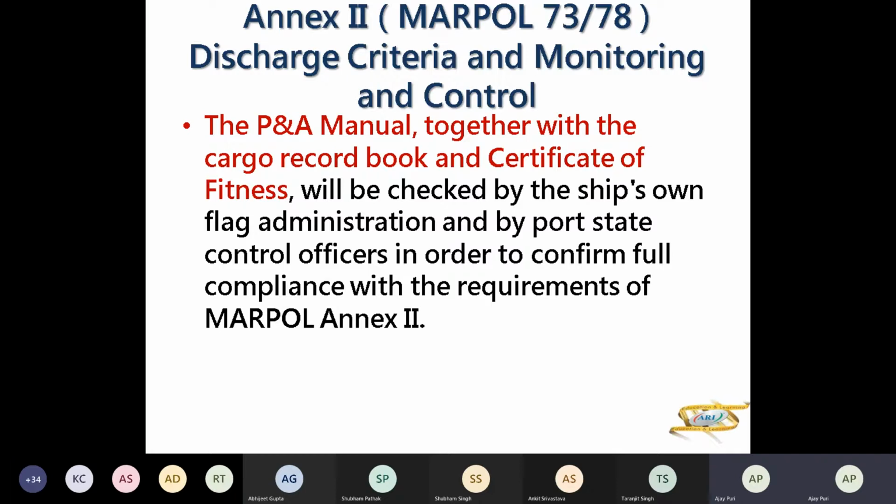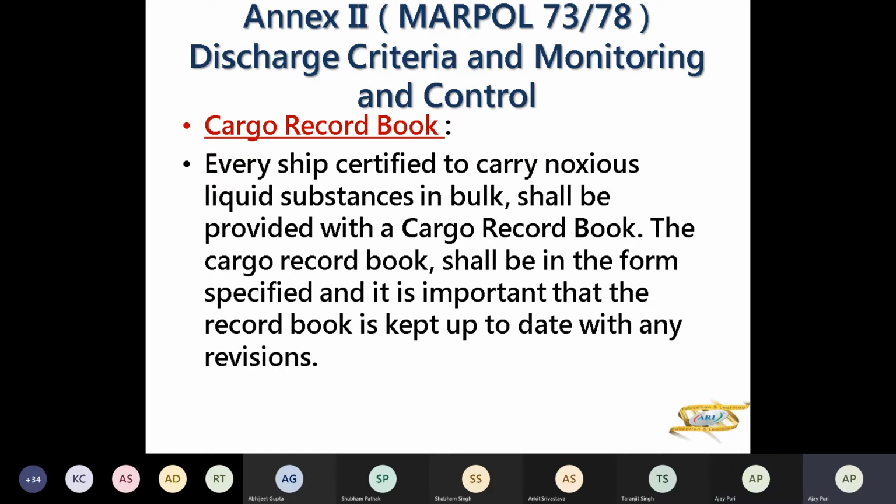So along with the cargo record book and certificate of fitness, this will be checked by flag state and port state whenever they come on board. So without the P&A manual, you are not going to get this certificate of fitness. Now, for oil tankers, we had the oil record book. For chemical tankers, we have the cargo record book.